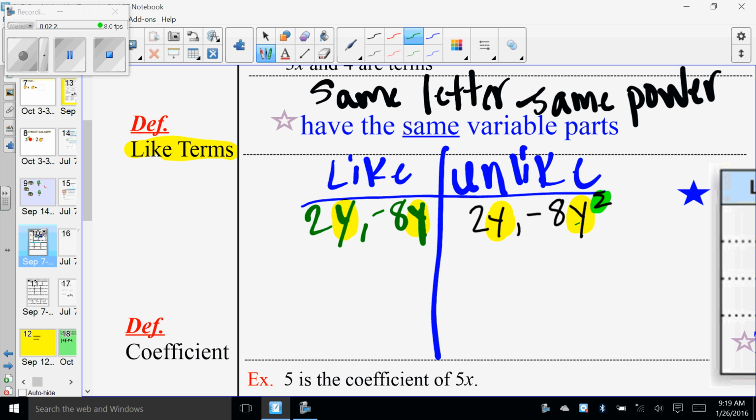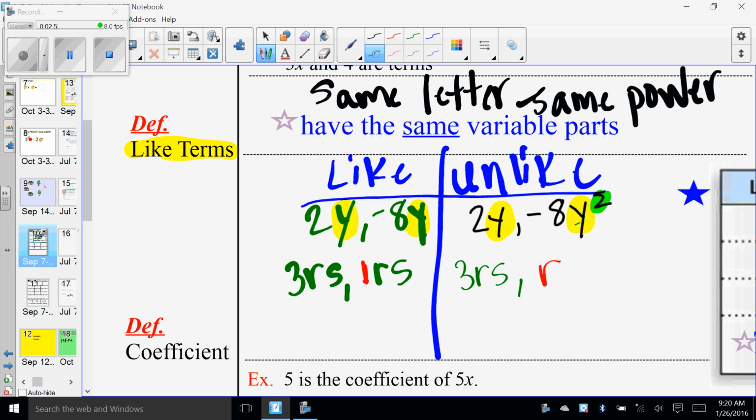All right, let's take a look at another example. If we have, let's say, 3rs and just rs, which is the same as saying 1rs. Those are like terms. Same variables, r and s, same power. Something that's unlike then is if we had 3rs and then I had just, let's say, r. Those would be unlike terms because we don't have the exact same variables to the exact same power.